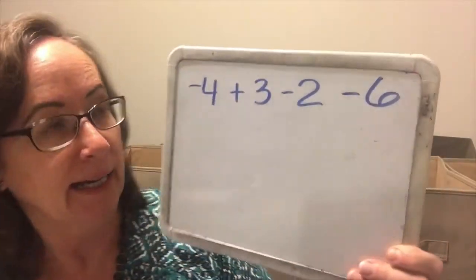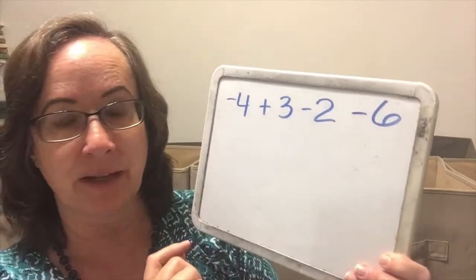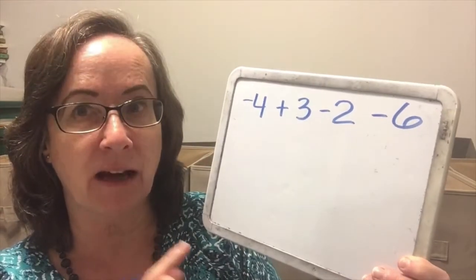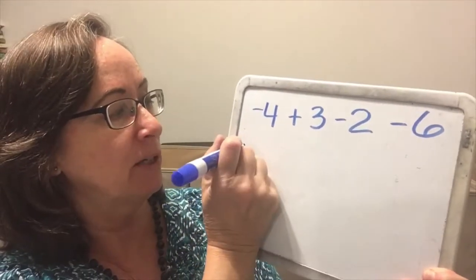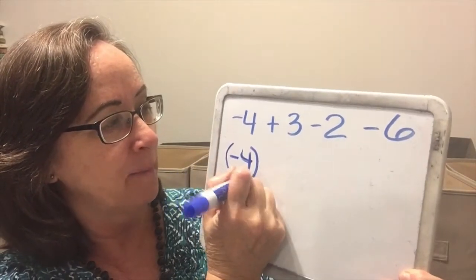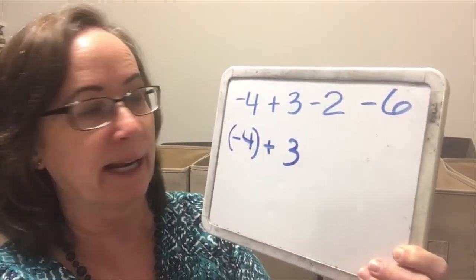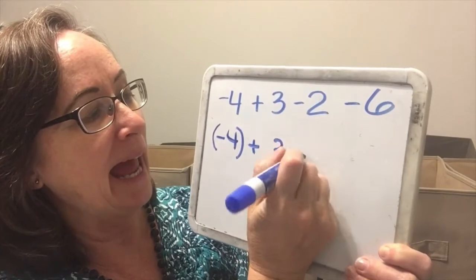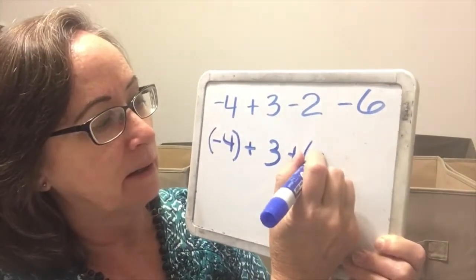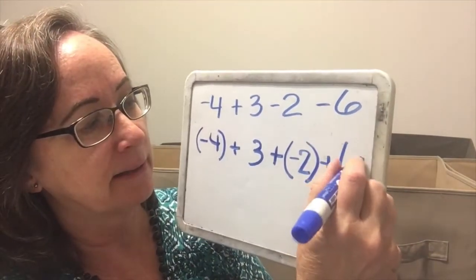Okay, so here is our first little example. We have a negative, a positive, a negative, and a negative. I'm going to turn all of the negatives into addition of the opposite. So I'm going to say, all right, I've got a negative 4. I'm going to start with that. I'm going to add a 3. Now, he wasn't negative to start with, so I'm just going to keep him like he is. I'm going to add a negative 2, attaching the negative to the 2. And then I'm going to add a negative 6.